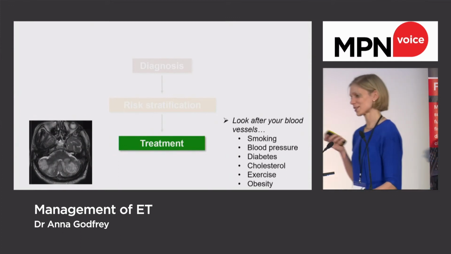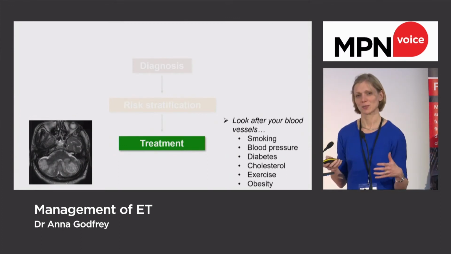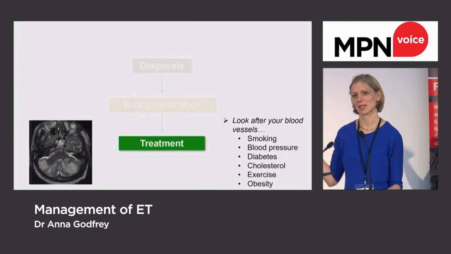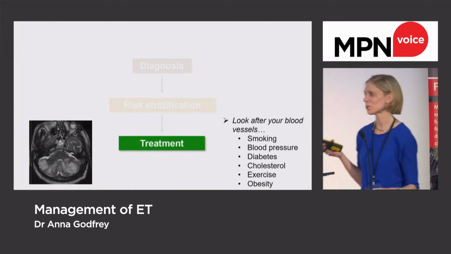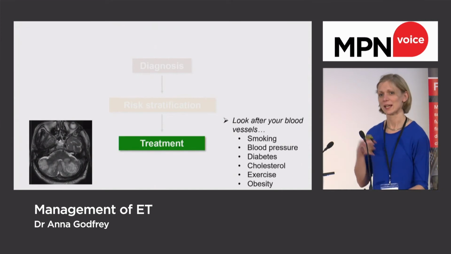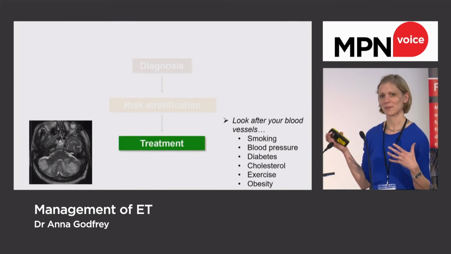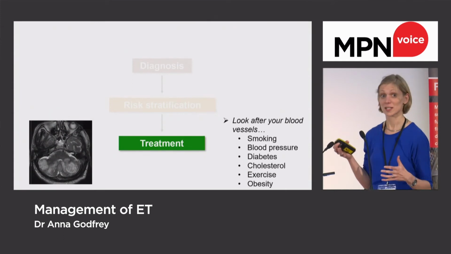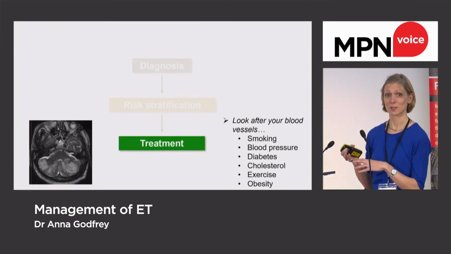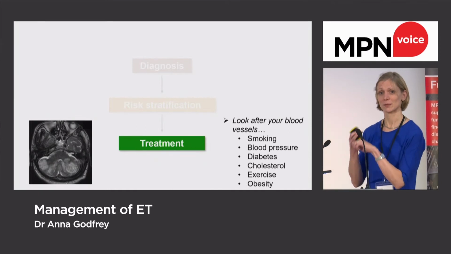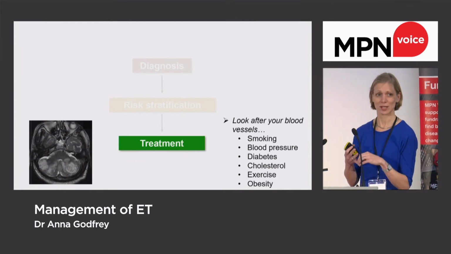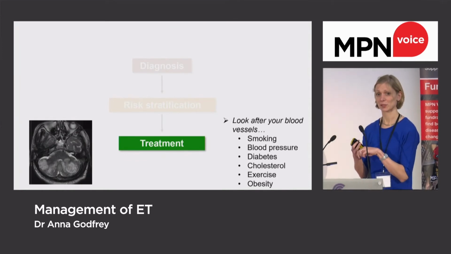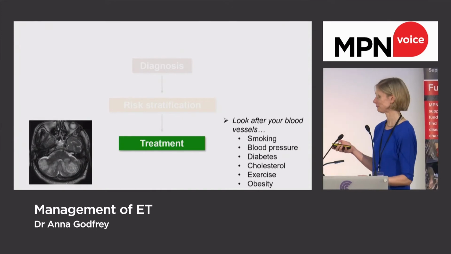So this is there to remind me that if you ask somebody off the street what causes people to have strokes, they won't say ET, but they might mention things like smoking or diabetes or high blood pressure or high cholesterol. And it's just as important for us to be looking after your ET as it is for you and your primary care physician and us to be looking after all the other things that are important for your blood vessels. So that includes not smoking, somebody keeping an eye on your blood pressure, managing your high blood pressure if you've got it, same with diabetes, same with high cholesterol, making sure you get some regular exercise, and keeping an eye on your weight. And all those things are also very important.